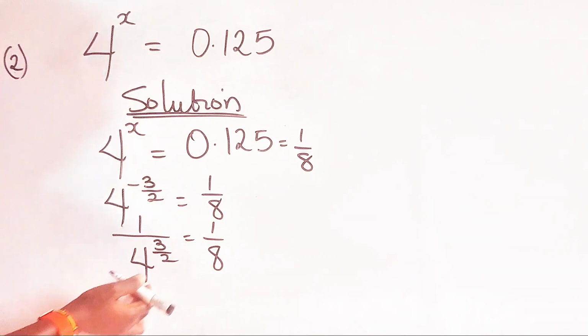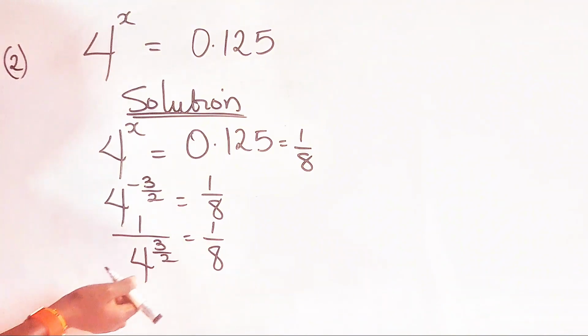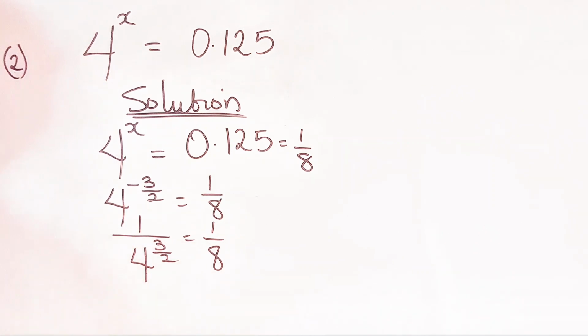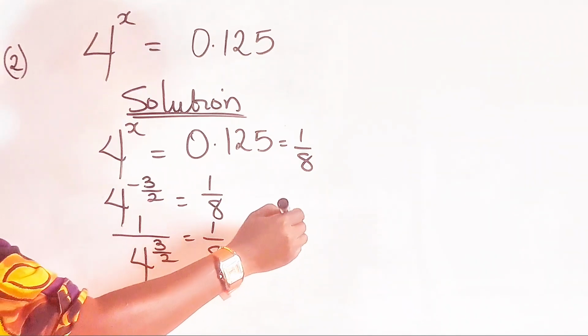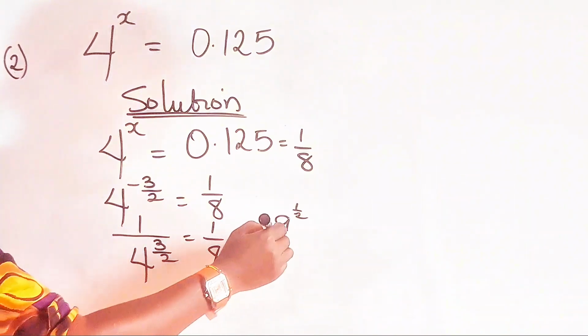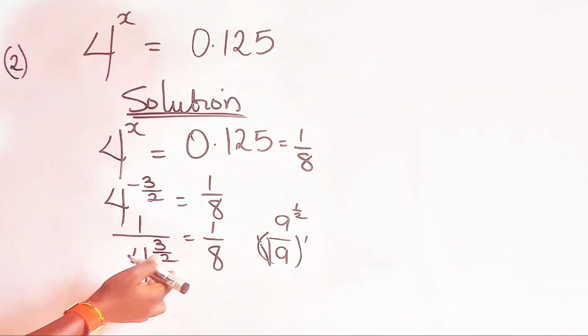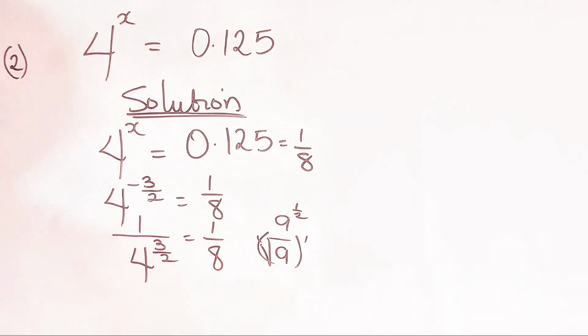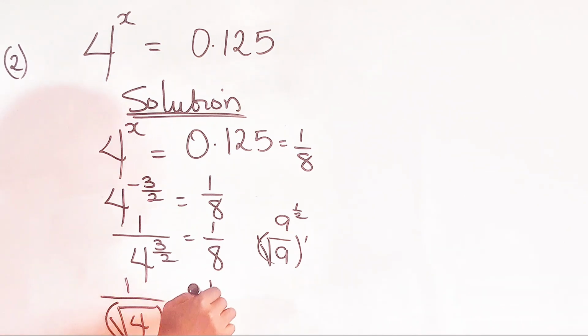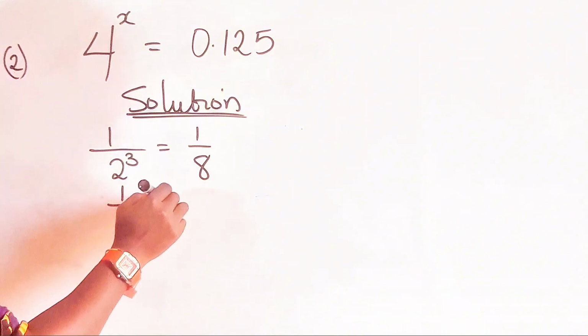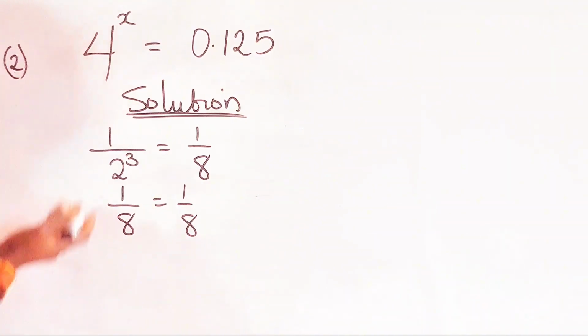Now, let's recall a law of indices that says fractional powers is root according to its denominator, while we raise the value to the numerator. So it says that if you have a raised to the power of 1 over 2, this can be expressed as the square root of a raised to the power of 1. So we are going to find the square root of 4 raised to the power of 3. This would give us 1 all over the square root of 4 raised to the power of 3 equals 1 all over 8. So therefore we have here the left hand side as 1 over 8 equals 1 over 8, which makes our solution correct.